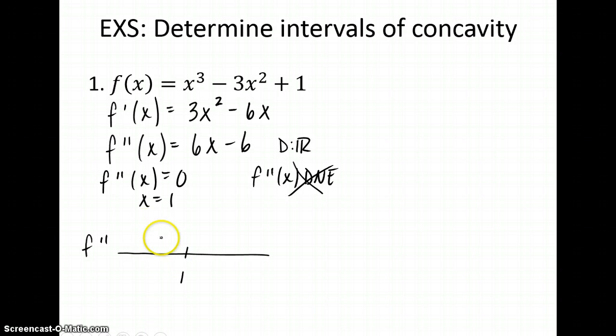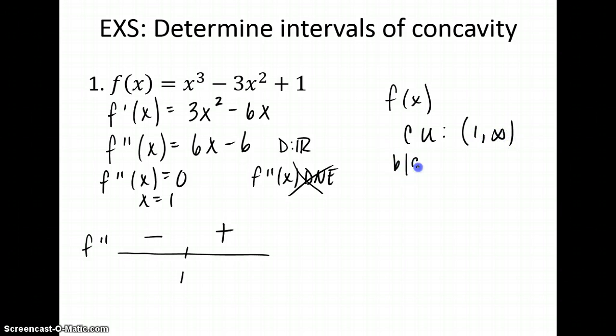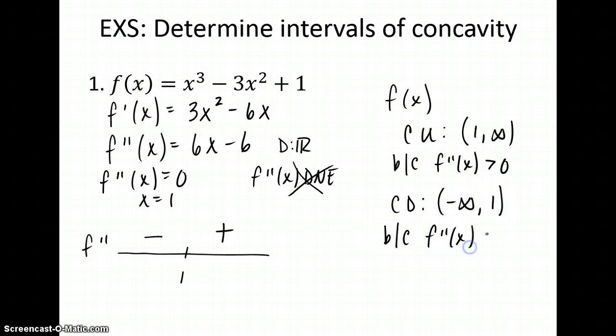If I plug 0 into my second derivative, I'd get a negative value. If I plug in 2 into my second derivative, I get a positive value. So the function is concave up on the open interval from 1 to infinity because the second derivative is positive there, and the function is concave down from negative infinity to 1 because the second derivative is negative. The first derivative told us the intervals where the function was increasing and decreasing. The second derivative tells us about the intervals of concavity, again, on the function.